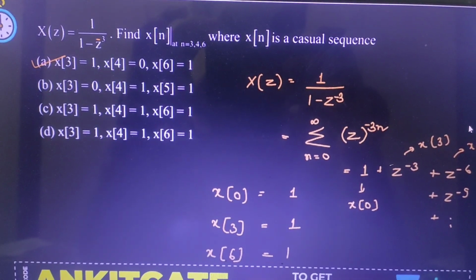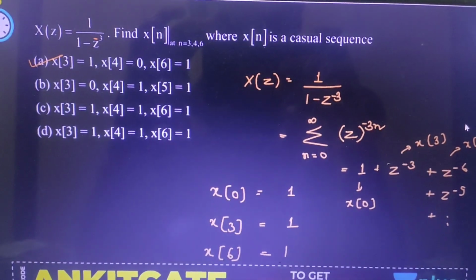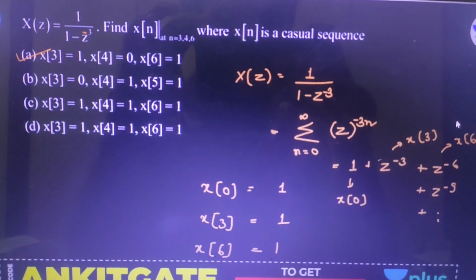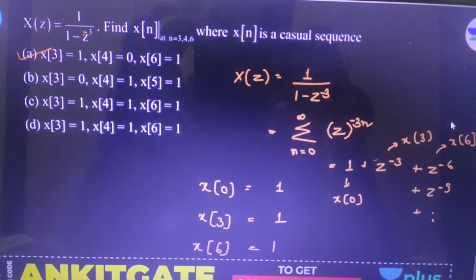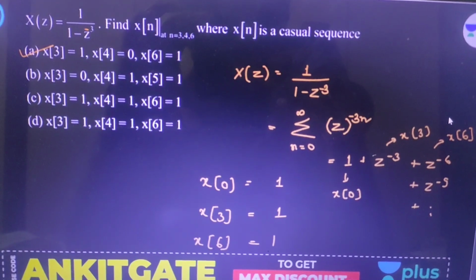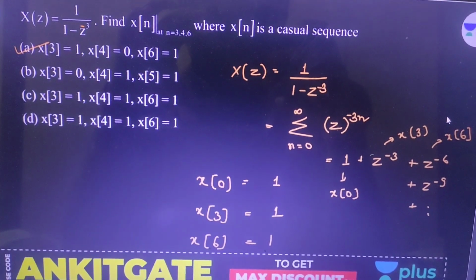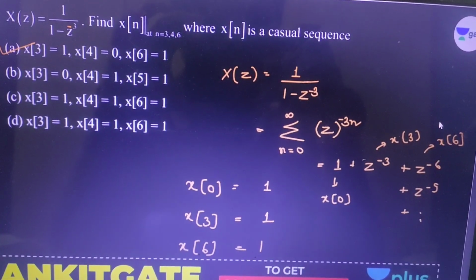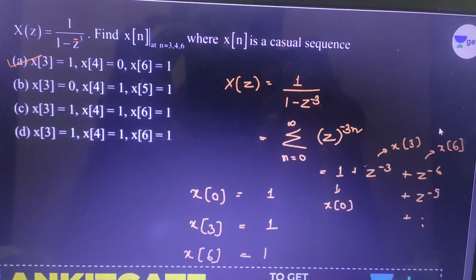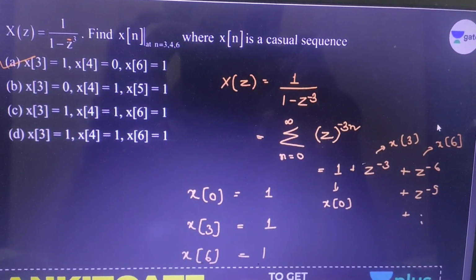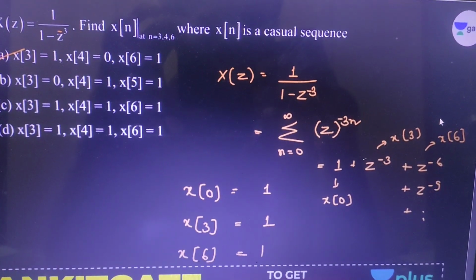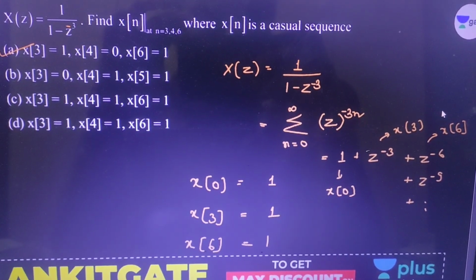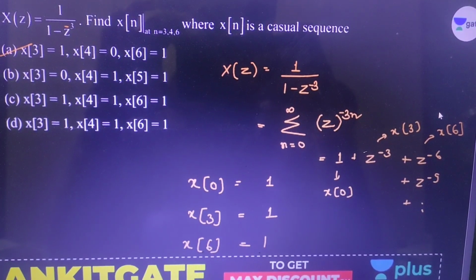He is asking to find x of n, where x of n is a causal sequence. Before seeing this problem, there is one identity we should remember. There is a formula: 1 by 1 minus a can be written as summation n equals 0 to infinity a power n, where magnitude of a must be less than 1. Here a is z power minus 3. So you can write summation n equals 0 to infinity a power n, that is nothing but z power minus 3 whole power n, that is z power minus 3n.